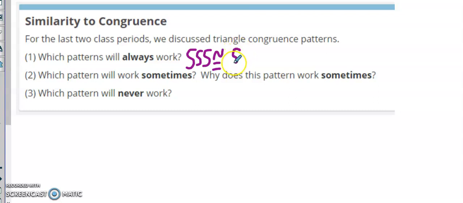The second pattern we looked at was side-angle-side. And again, side-angle-side is a congruence pattern as long as the scale factor is 1. And then we looked at angle-angle, and angle-angle actually never works. The reason why it never works is because we don't have any sides. And so it is a similarity pattern, but not a congruence pattern.